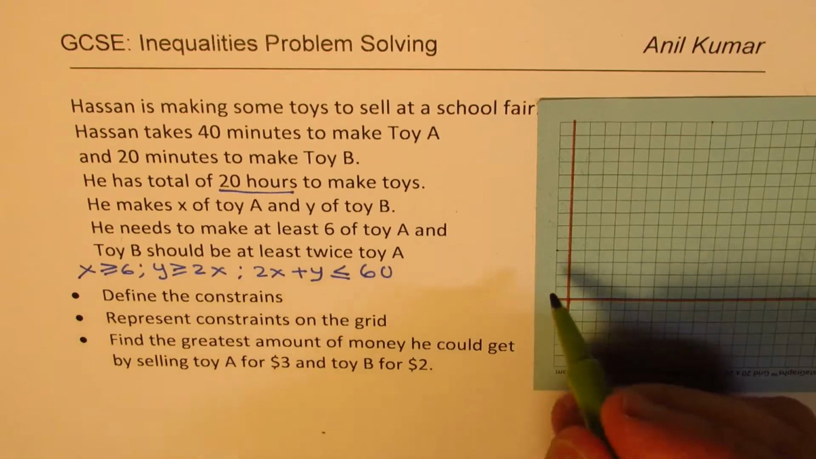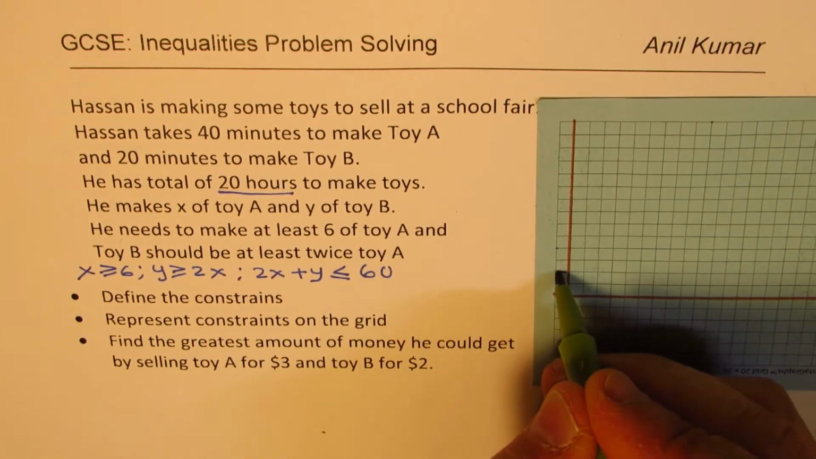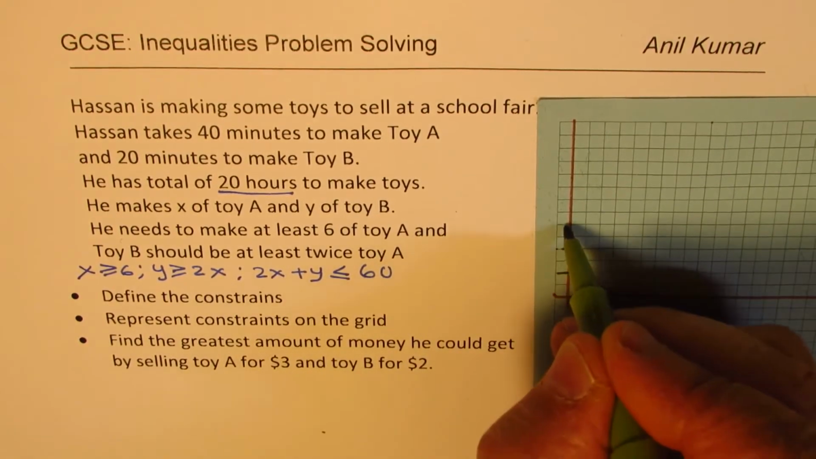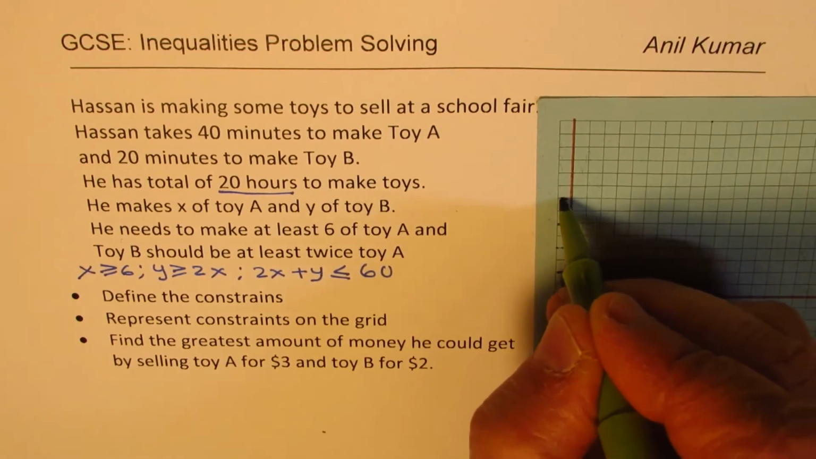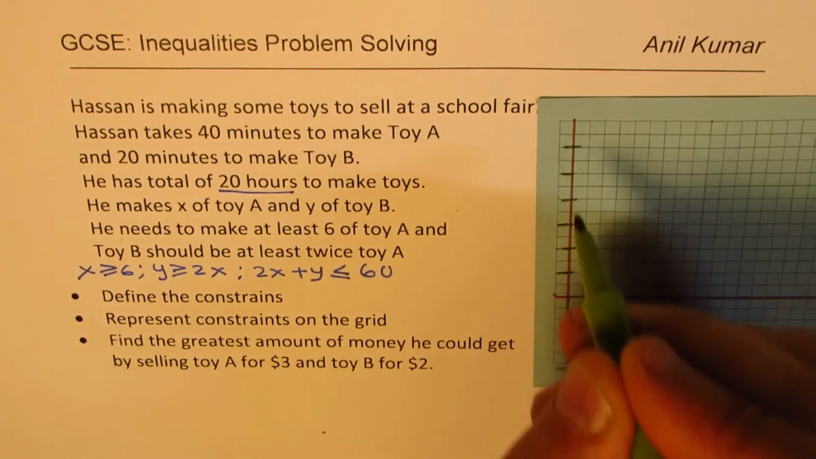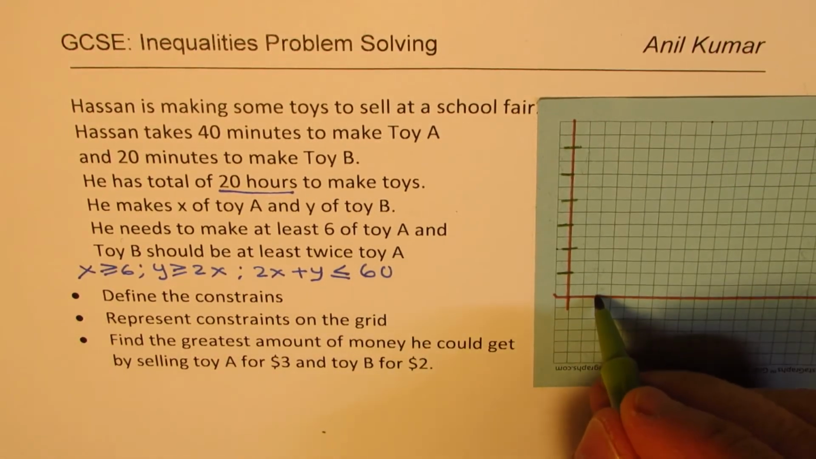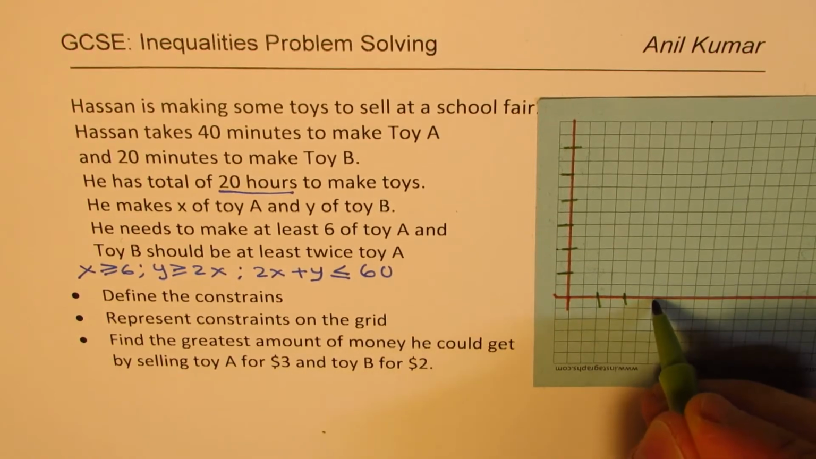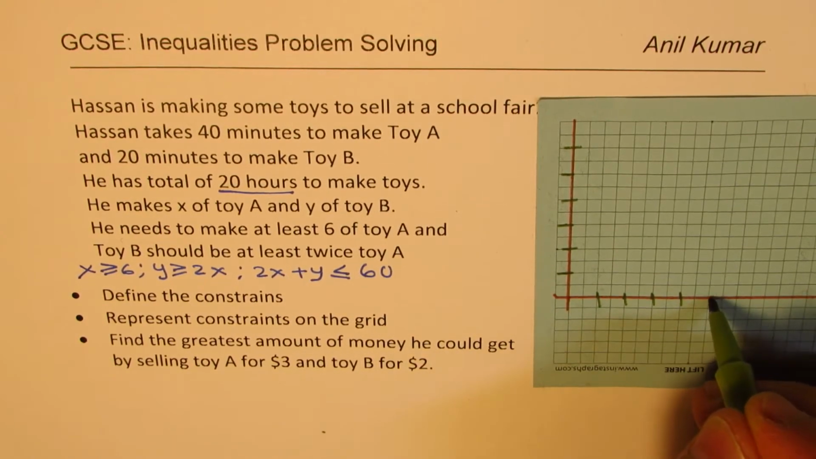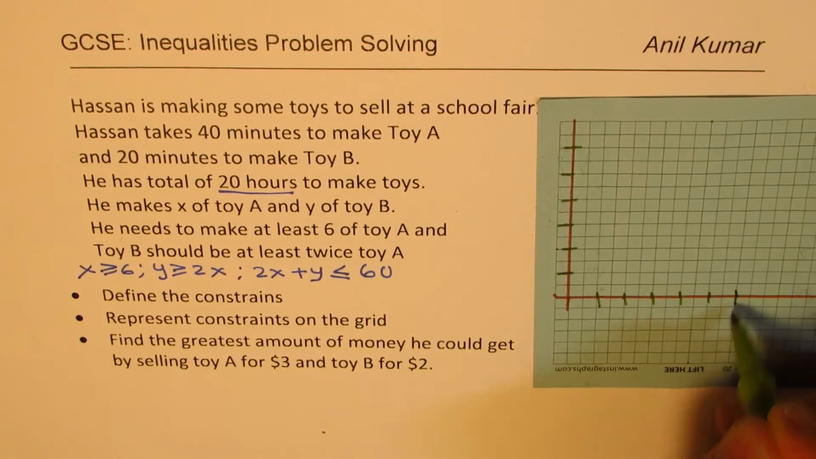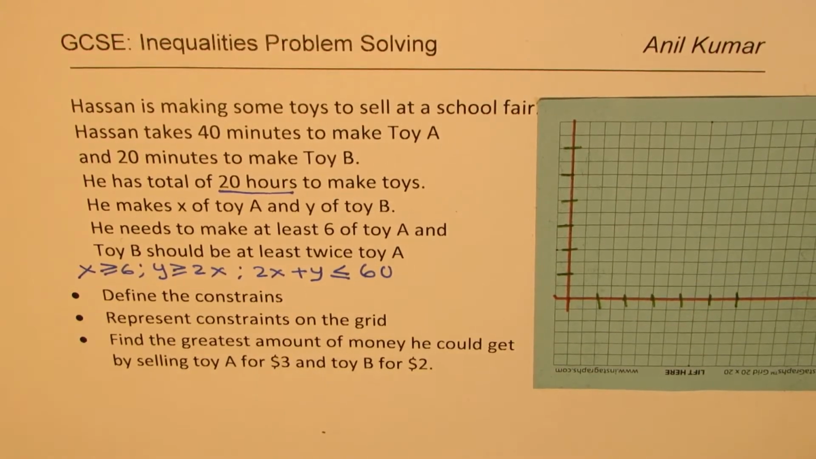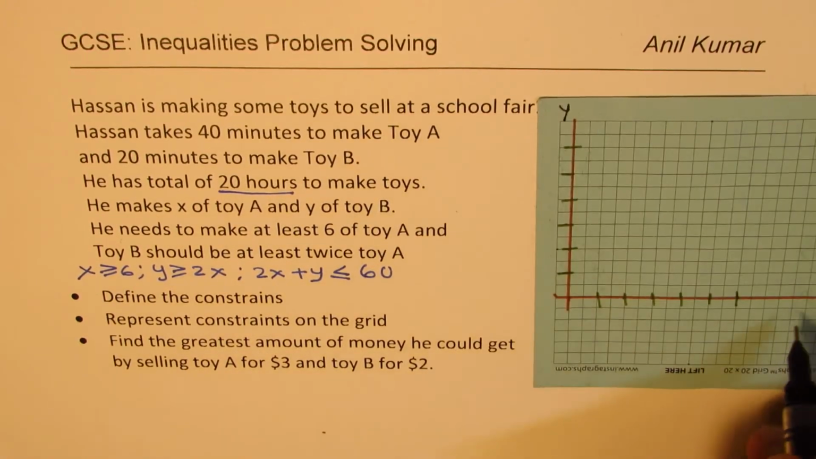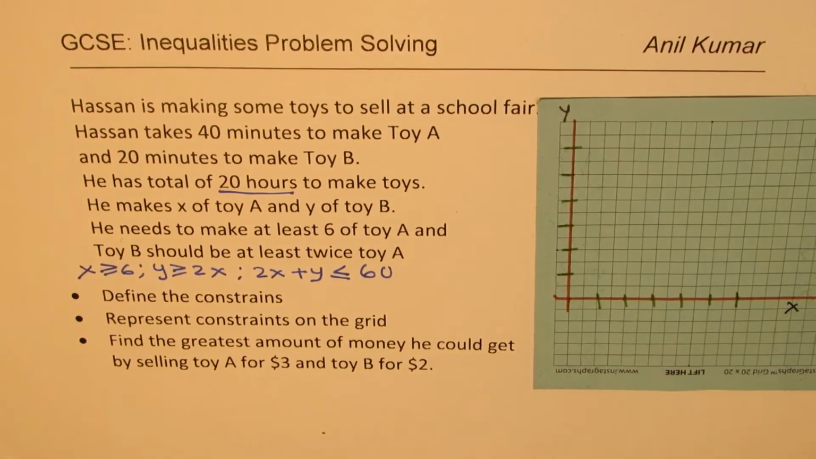Anyway, so let's make a scale here. So we'll say this is 10, 20, 30, 40, 50, 60, right? Because that is the highest number. 10, 20, 30, 40, 50, 60. Okay. So we got the x-axis and the y-axis for our variables x and y.